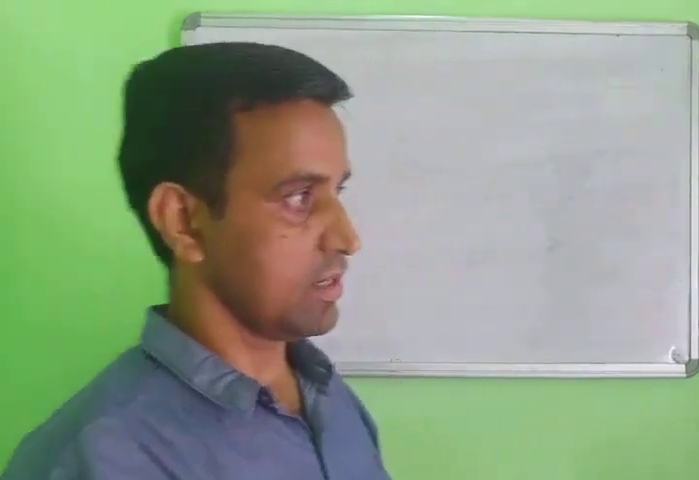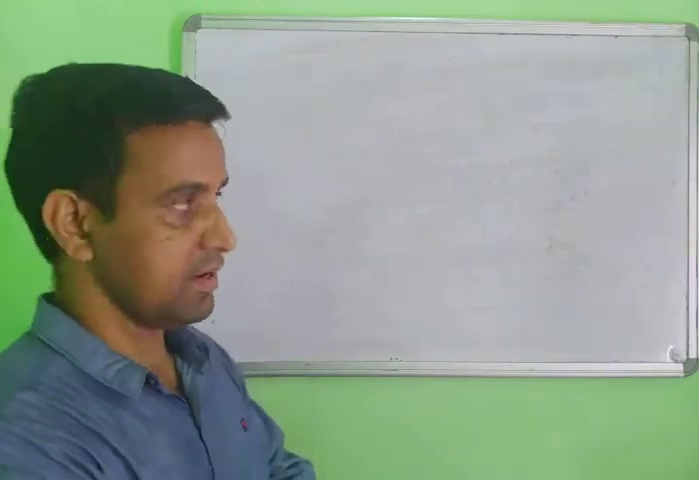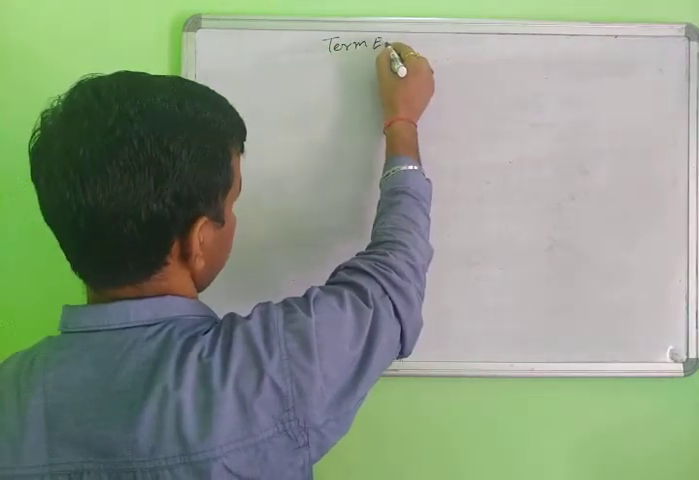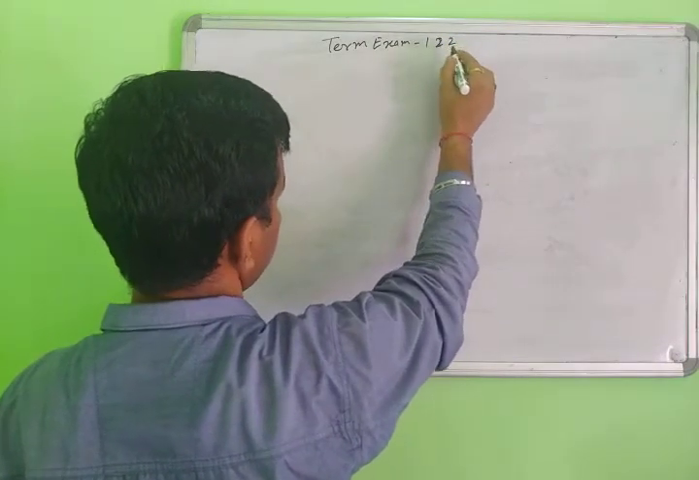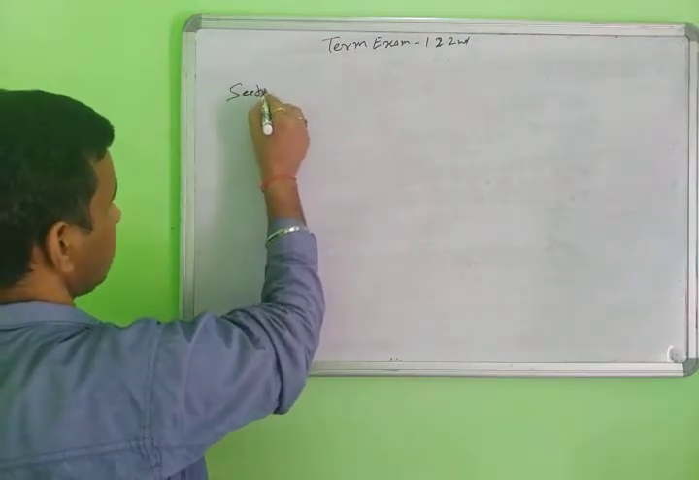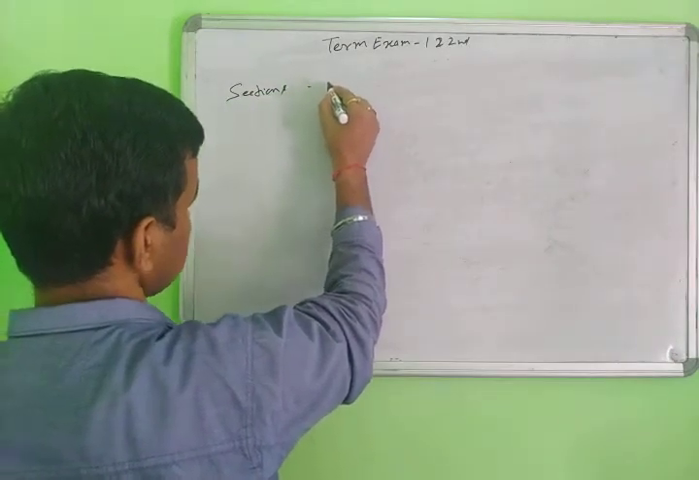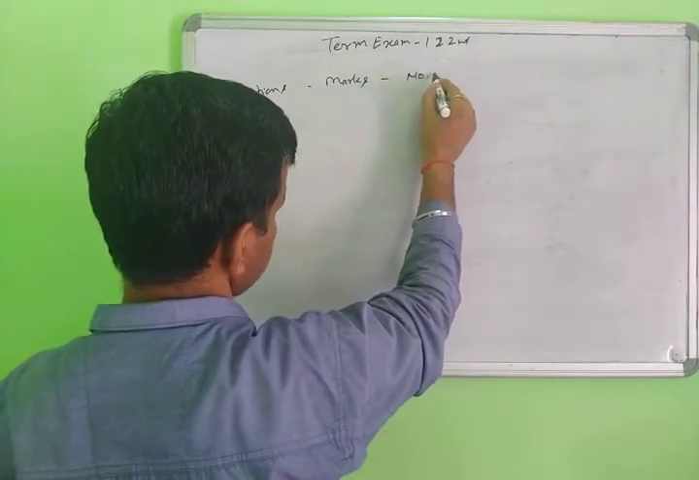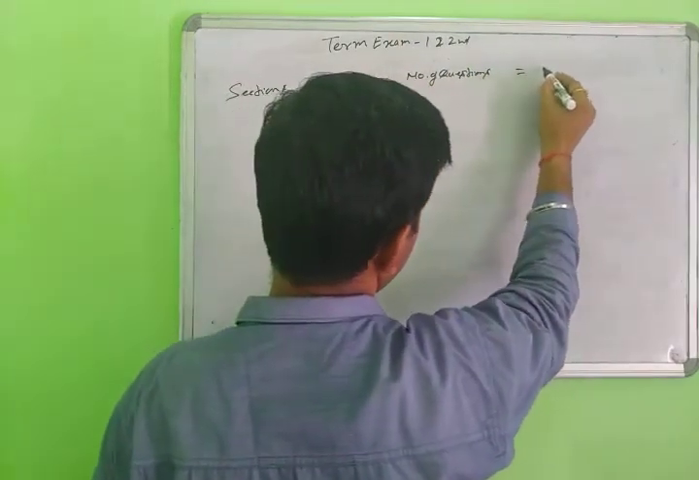So now let's discuss the structure of the question paper in the term exam. Here is the term exam, first and second. First, the section, then the marks, the number of questions, and the total marks.